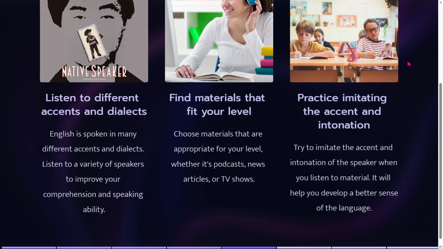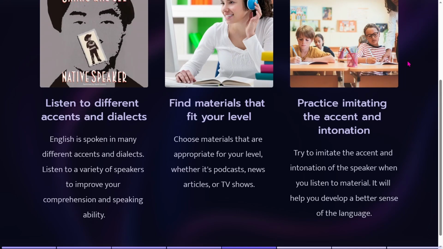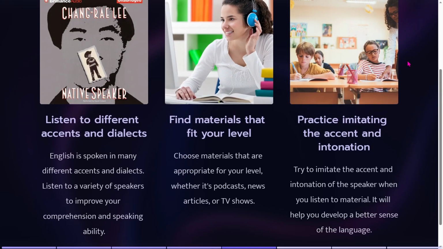Find materials that fit your level. Choose materials that are appropriate for your level, whether it's podcasts, news articles, or TV shows.